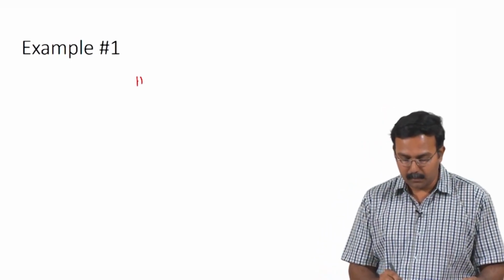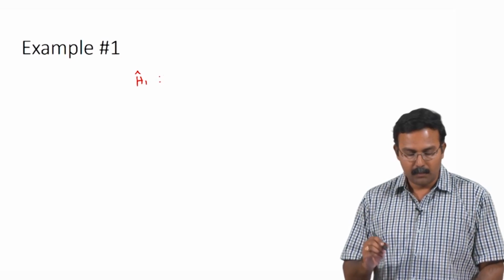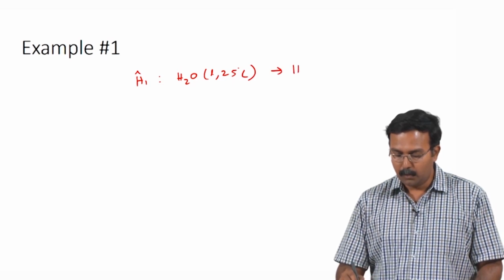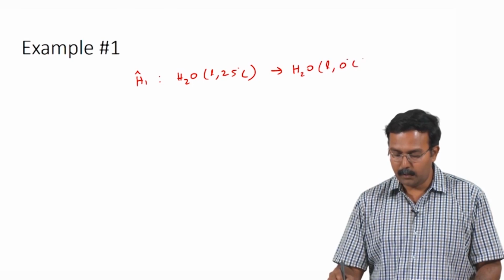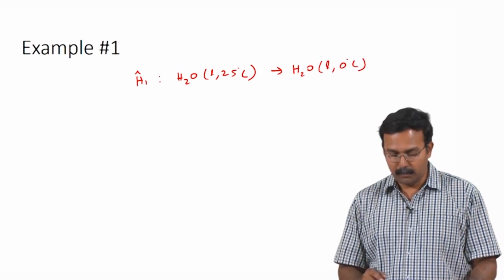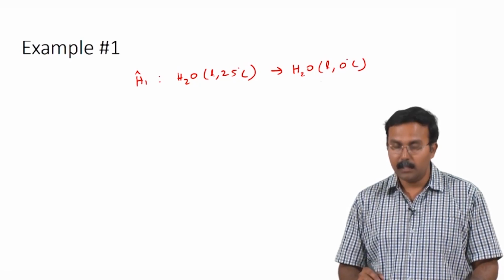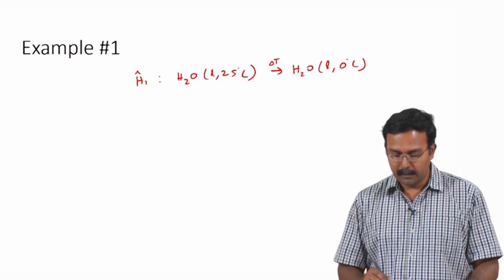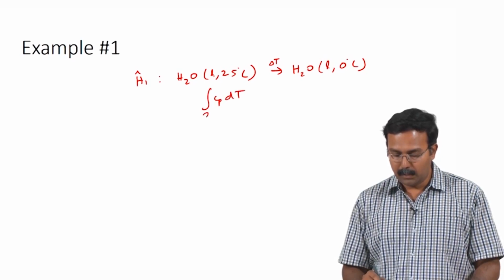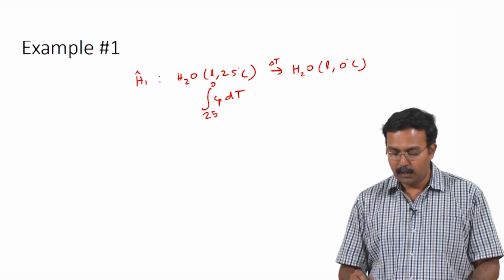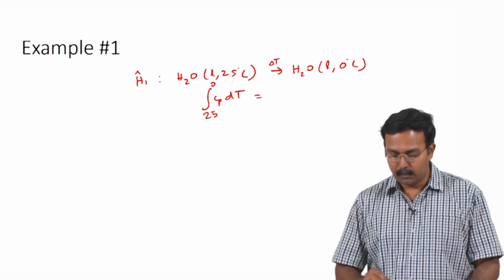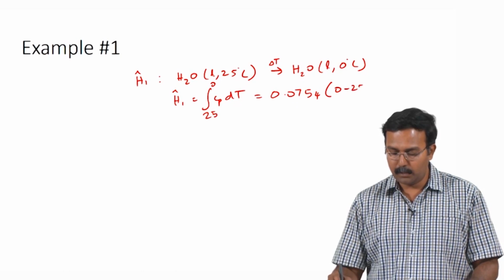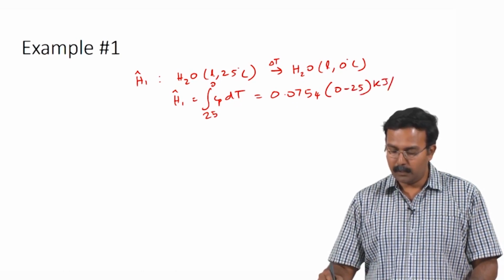So, for H1 cap, we basically have a process where water from the reference state, which is water liquid at 25 degrees Celsius, becomes water liquid at 0 degrees Celsius. So, all we have to do is identify this process, and we will be able to calculate the enthalpy. Here it is only delta T which is happening. So, all we need to do is integral Cp dt, where temperature changes from 25 to 0. We already know the Cp for water. So, H1 cap would be equal to 0.0754 times (0 minus 25). This would be in terms of kilojoules per mole.